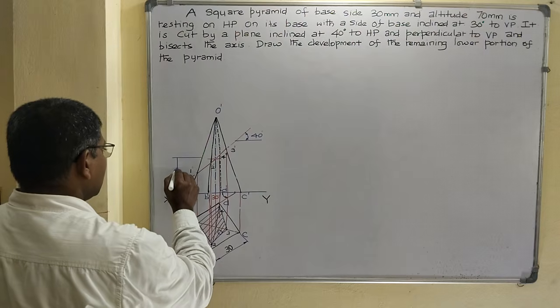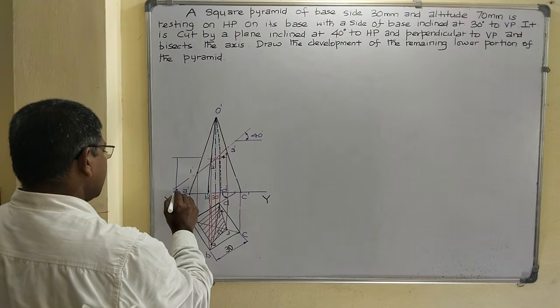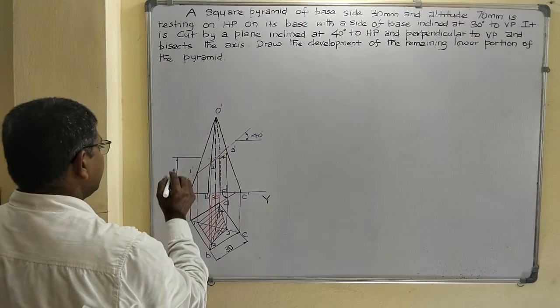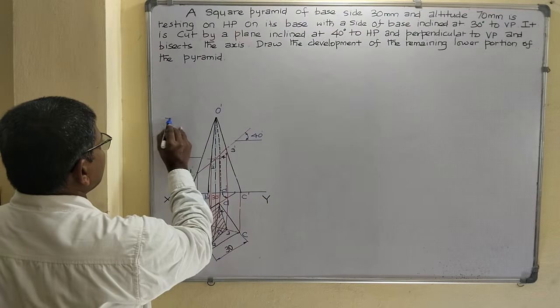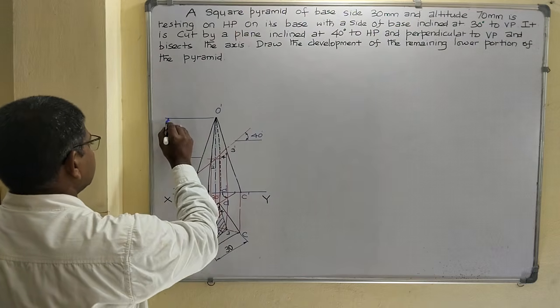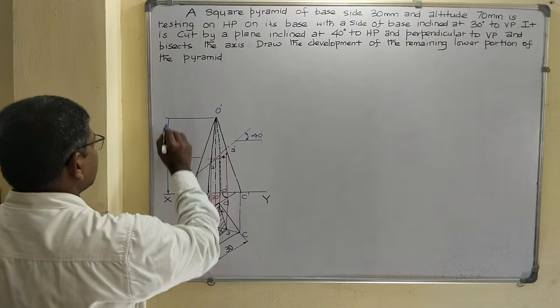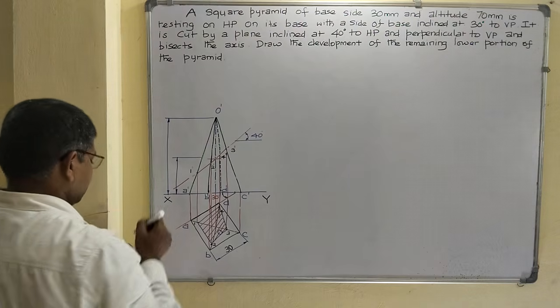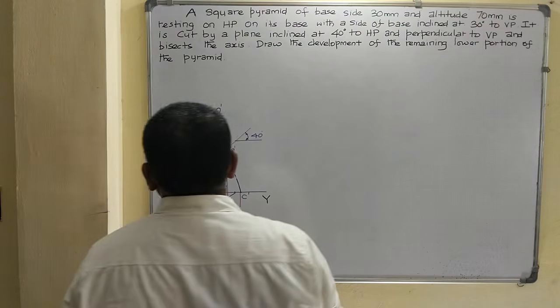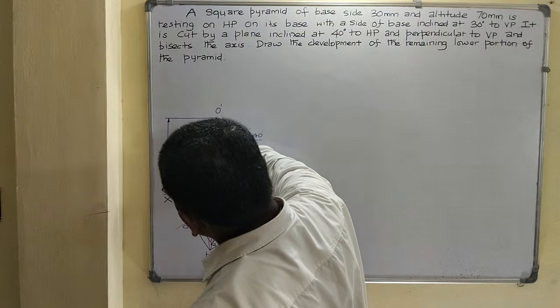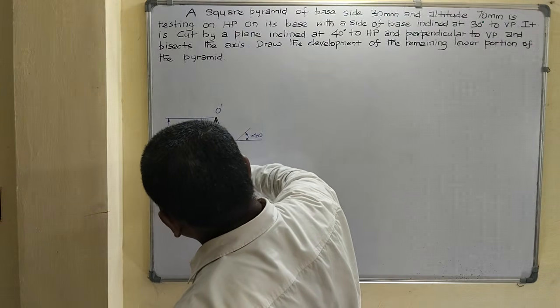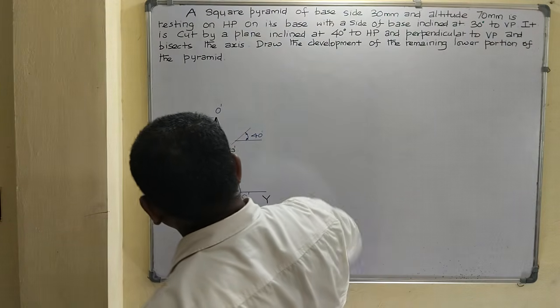So 35 from the base, and total altitude 70 mm. Axis height equal to 70 mm. Right? 70, 35. Now the top and front view are over.